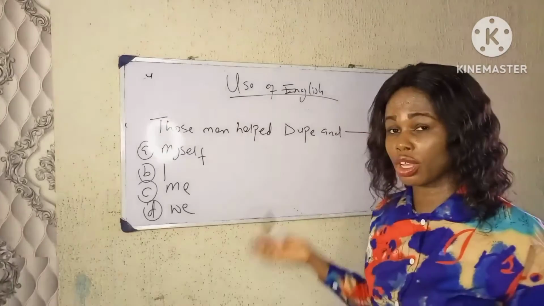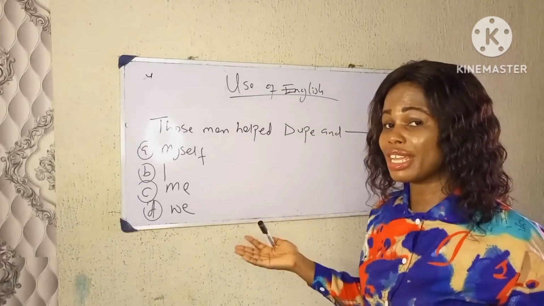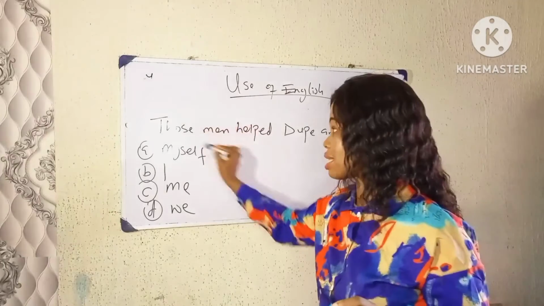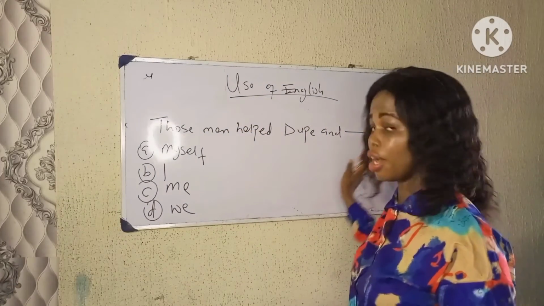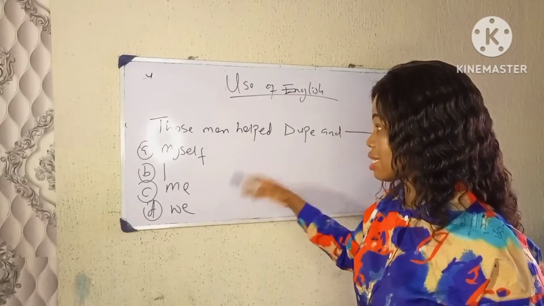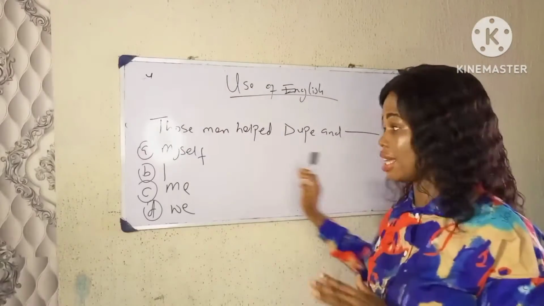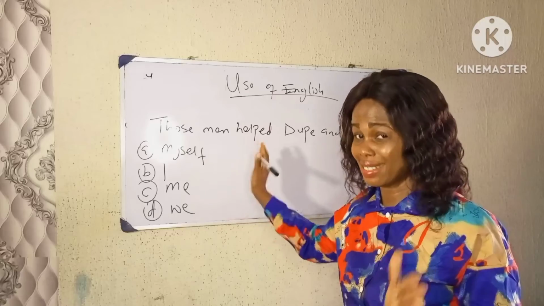Myself. You can only use myself if the subject is the same person as the object. If the subject is the same person as the object, that's the only time you can use myself, okay.